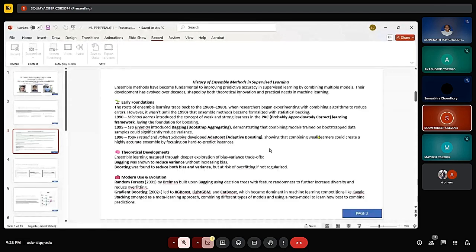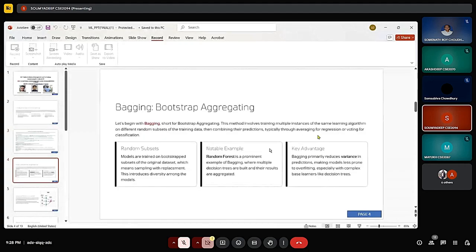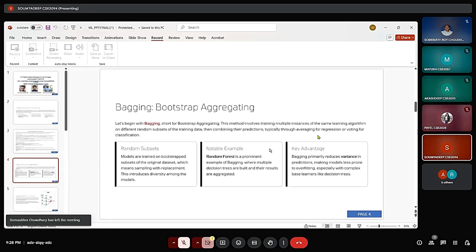So there are theoretical developments. Ensemble learning matured through deeper exploration of the bias-variance trade-off. Bagging was shown to reduce variance without increasing bias. Boosting was found to reduce both bias and variance, but at risk of overfitting if not regularized. The next slide is bagging and bootstrap aggregating. From this topic, Akashdeep Naha will now continue.